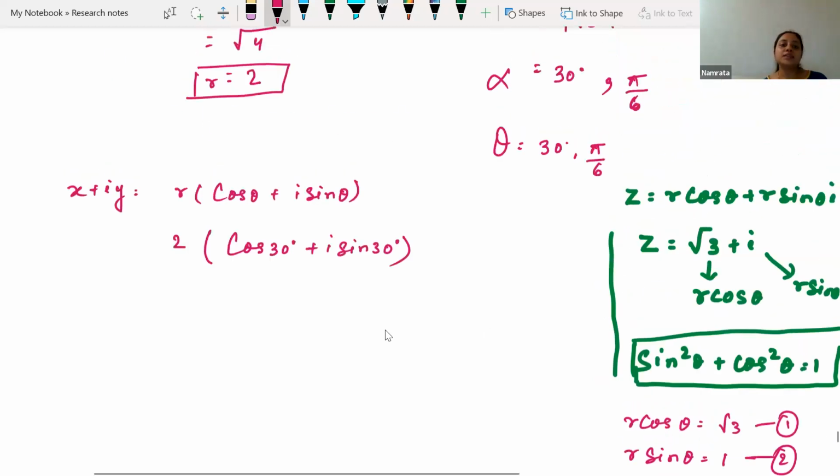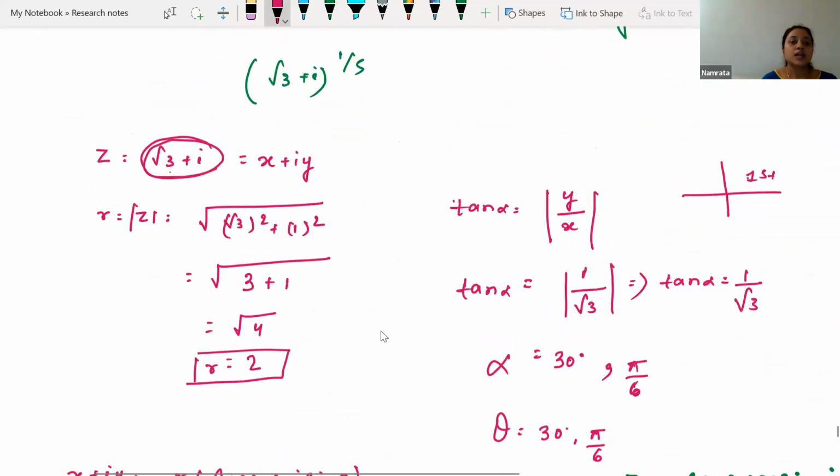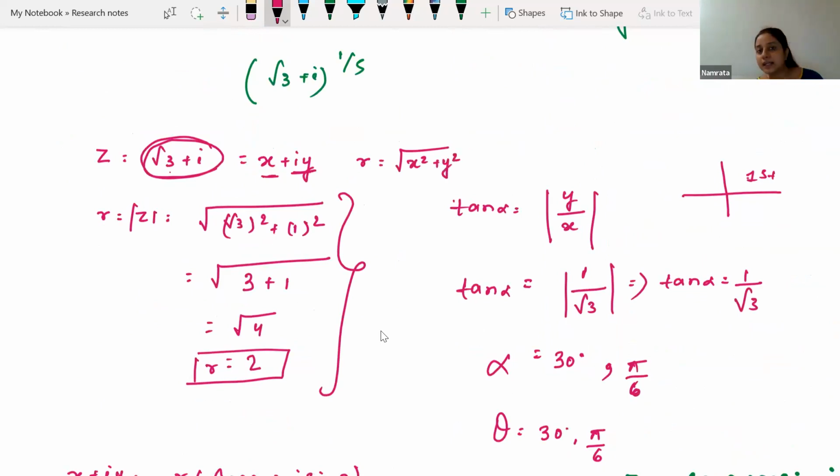Another method is the easier one. If it is given in the form of x plus iy, then r will be under root x square plus y square. So either you find it directly by doing x square plus y square inside the root, and you will end up getting r, or you do it the other way, squaring r cos theta and r sin theta, adding, and there also you will get r. So whatever method suits you to find r, just use it. R means the modulus of z, that is the distance of the point from the origin.